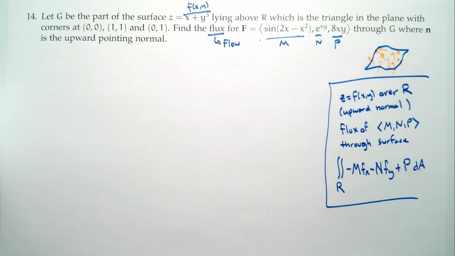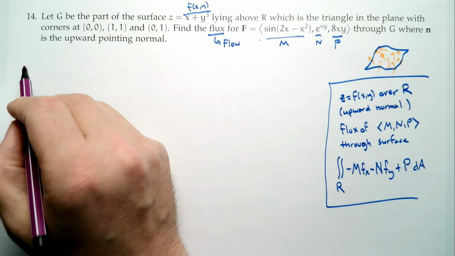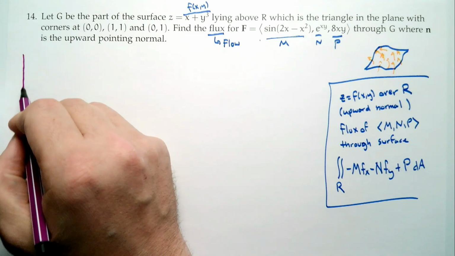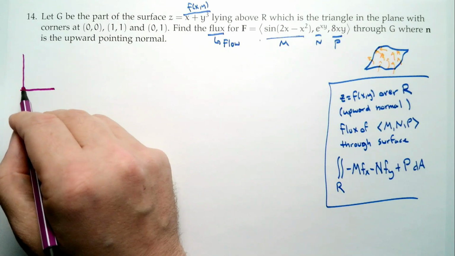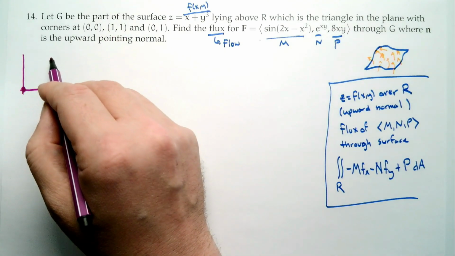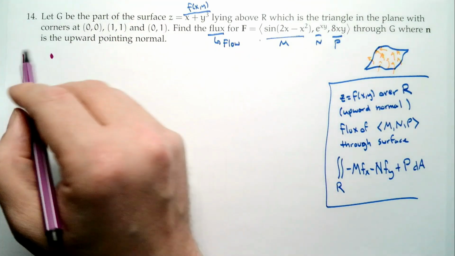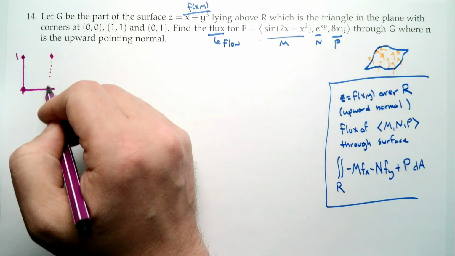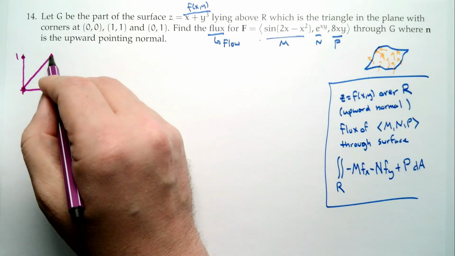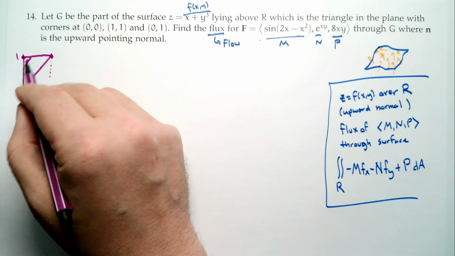So let's look at our region. We'll write it down for reference here. So our region has the following. We have a triangle with vertices at (0, 0), (1, 1), and (0, 1). So our region is this shape here.